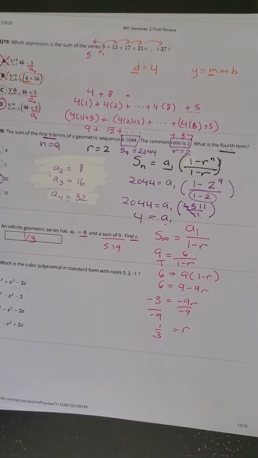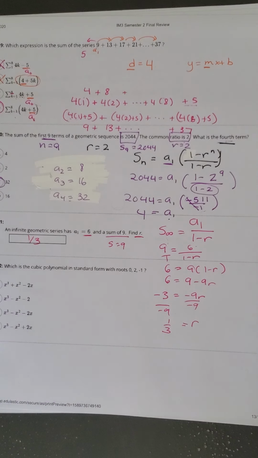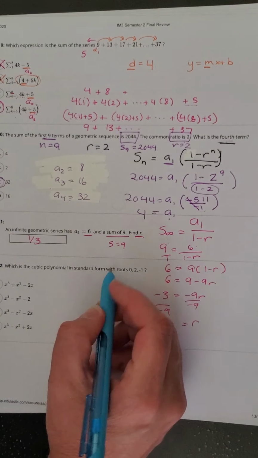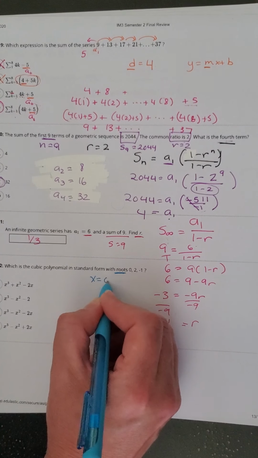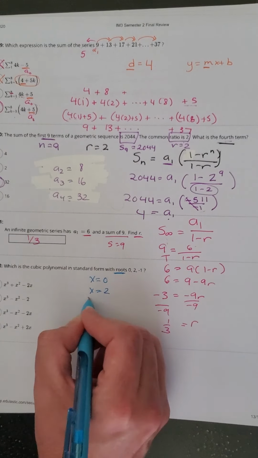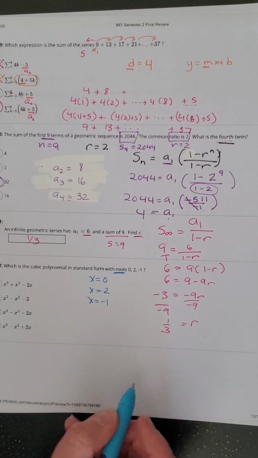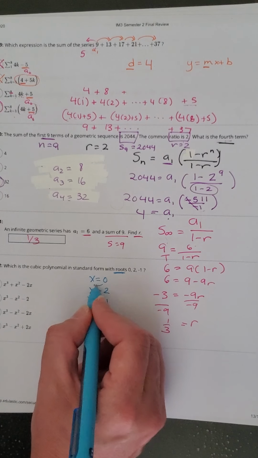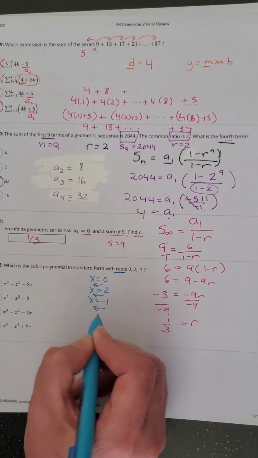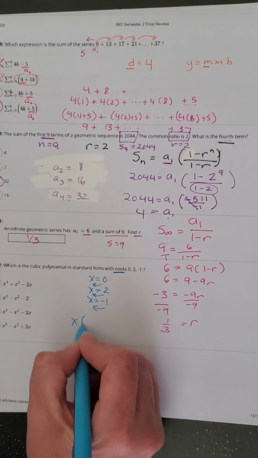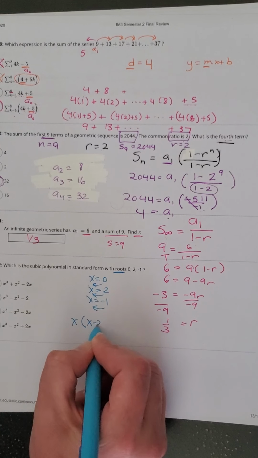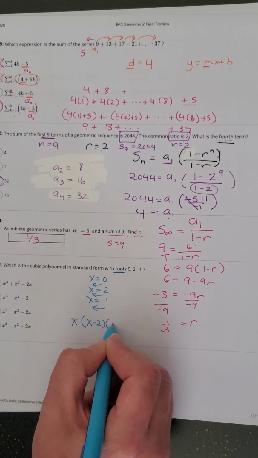Okay, next one, which is a cubic polynomial in standard form with roots, meaning x equals 0, x equals 2, and x equals -1. Those are my 3 roots. So my factors are, move everything over. X minus 0 doesn't do anything, right? And then minus the 2 over, x minus 2, add the 1 over, x plus 1.